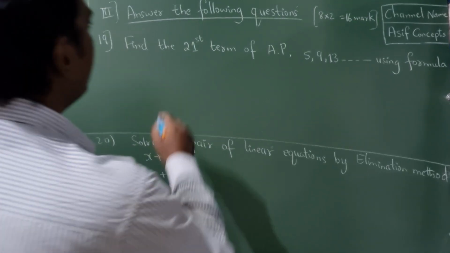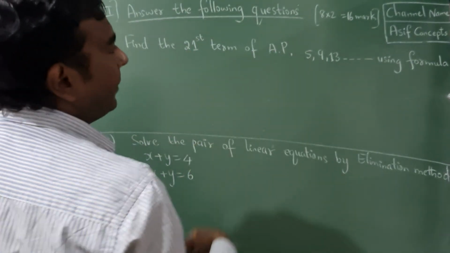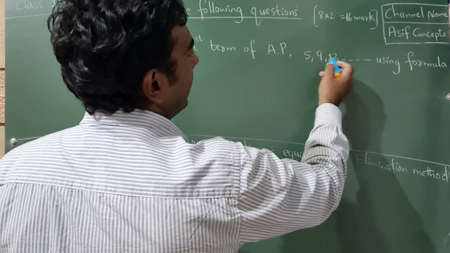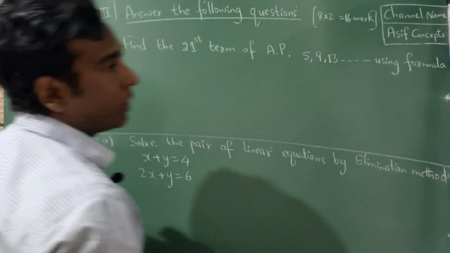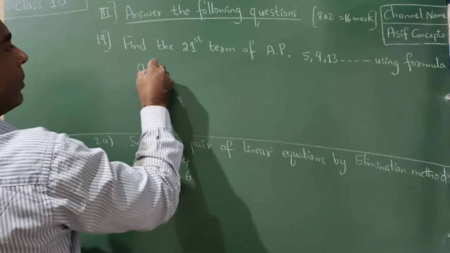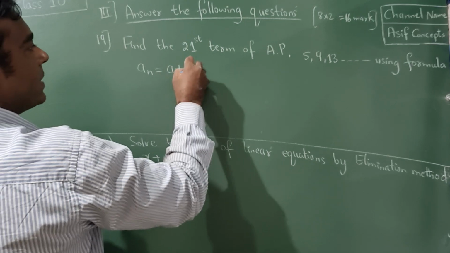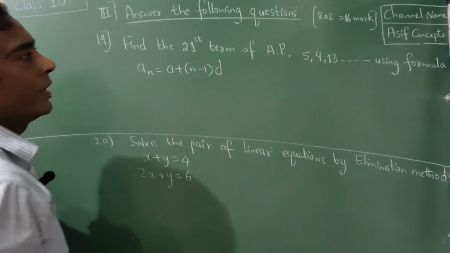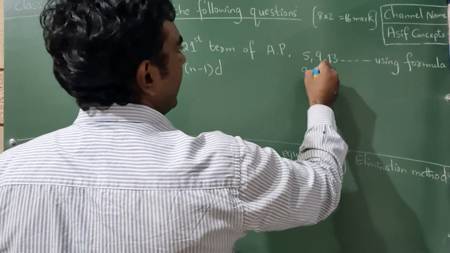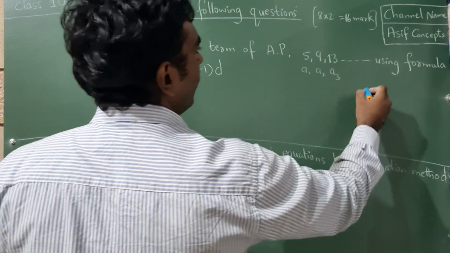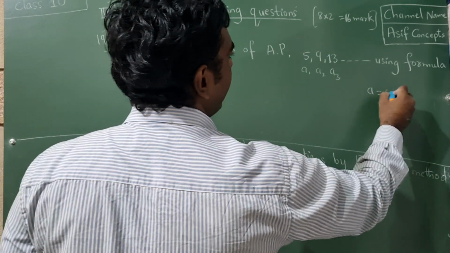19th question is, find the 21st term of an AP 5, 9, 13 and so on using the formula. Let me write the formula first. An is equal to a plus (n minus 1) d. As you know, this is a1, a2, a3. So what is a? It is the first term, that is 5.